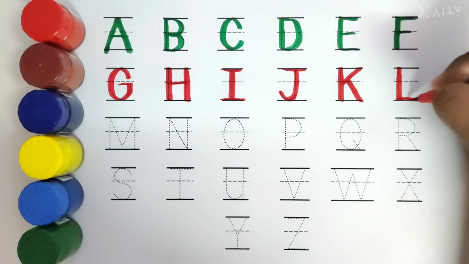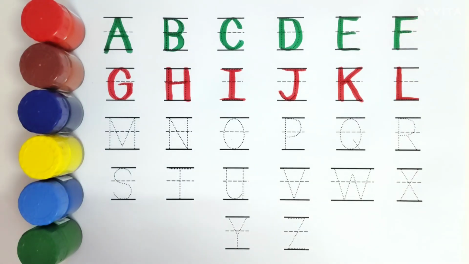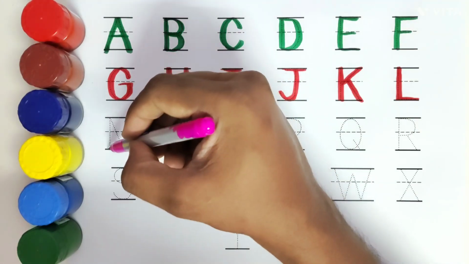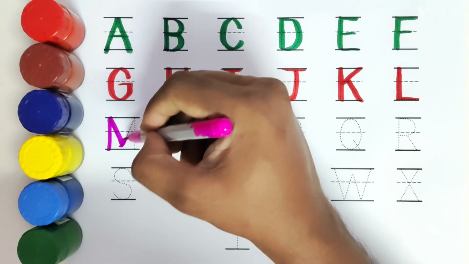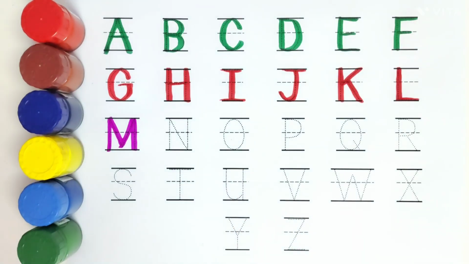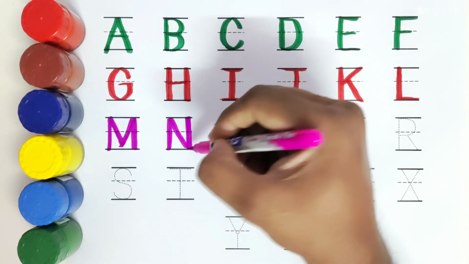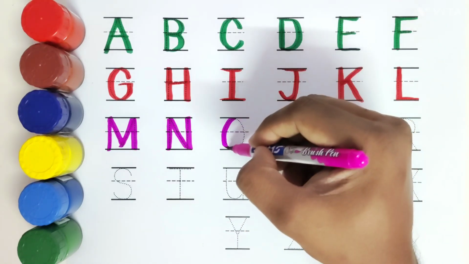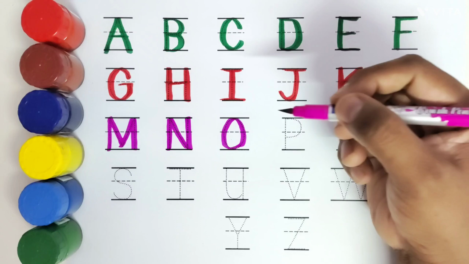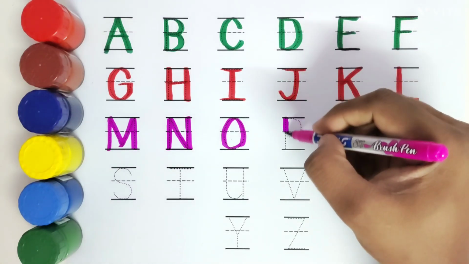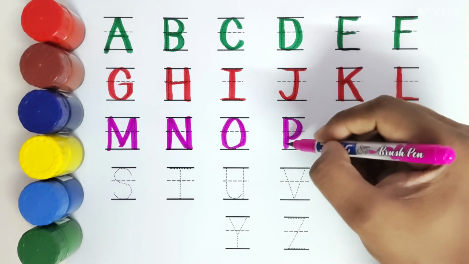L. L for lion. M. M for monkey. N. N for nest. O. O for owl. P. P for pigeon.